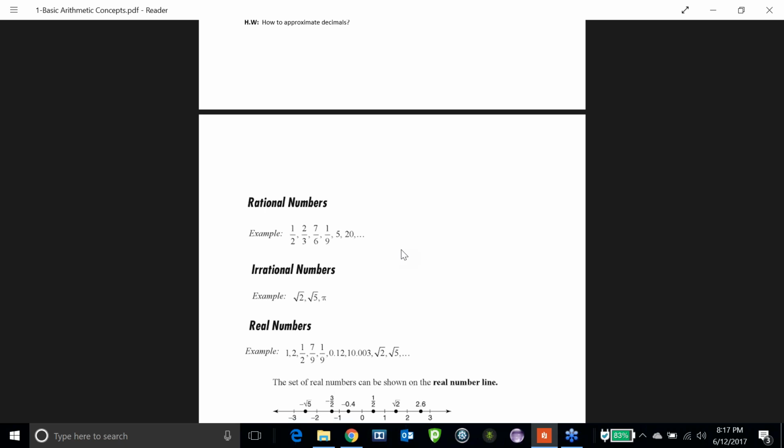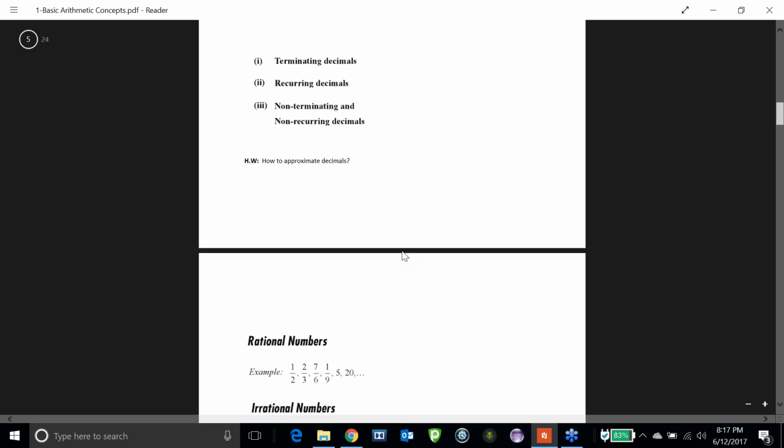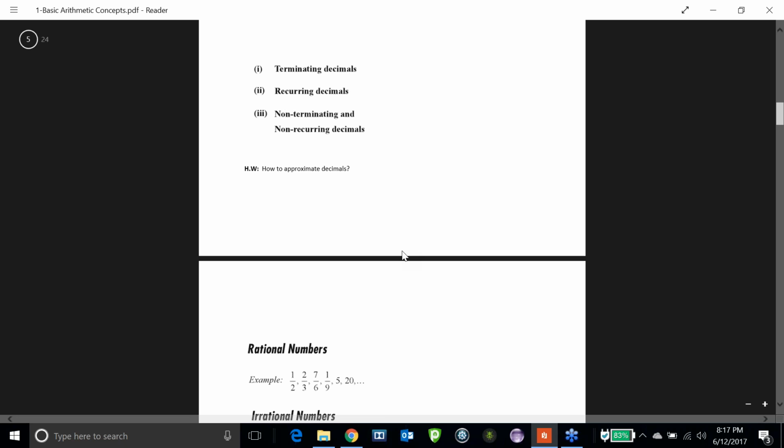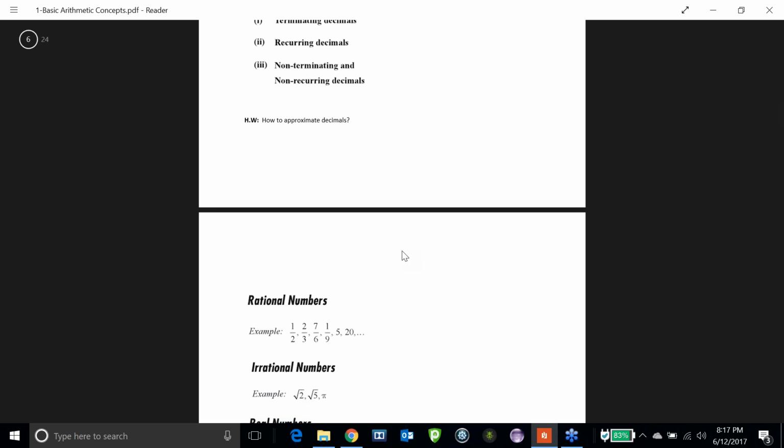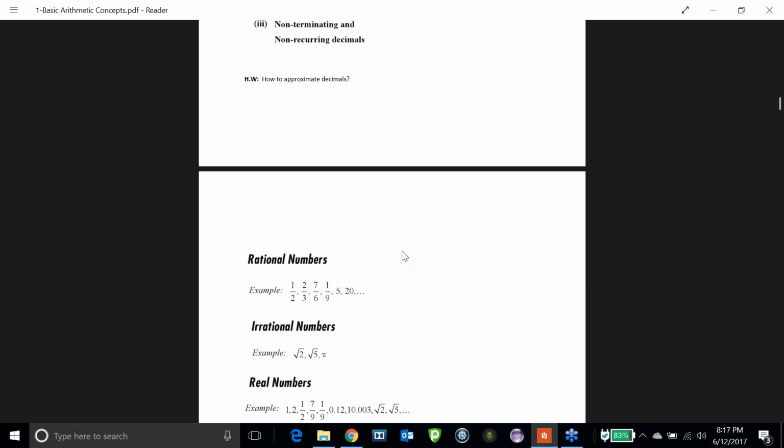And what are irrational numbers? Irrational numbers are nothing but non-recurring decimals. As I said, these are a few examples of irrational numbers.